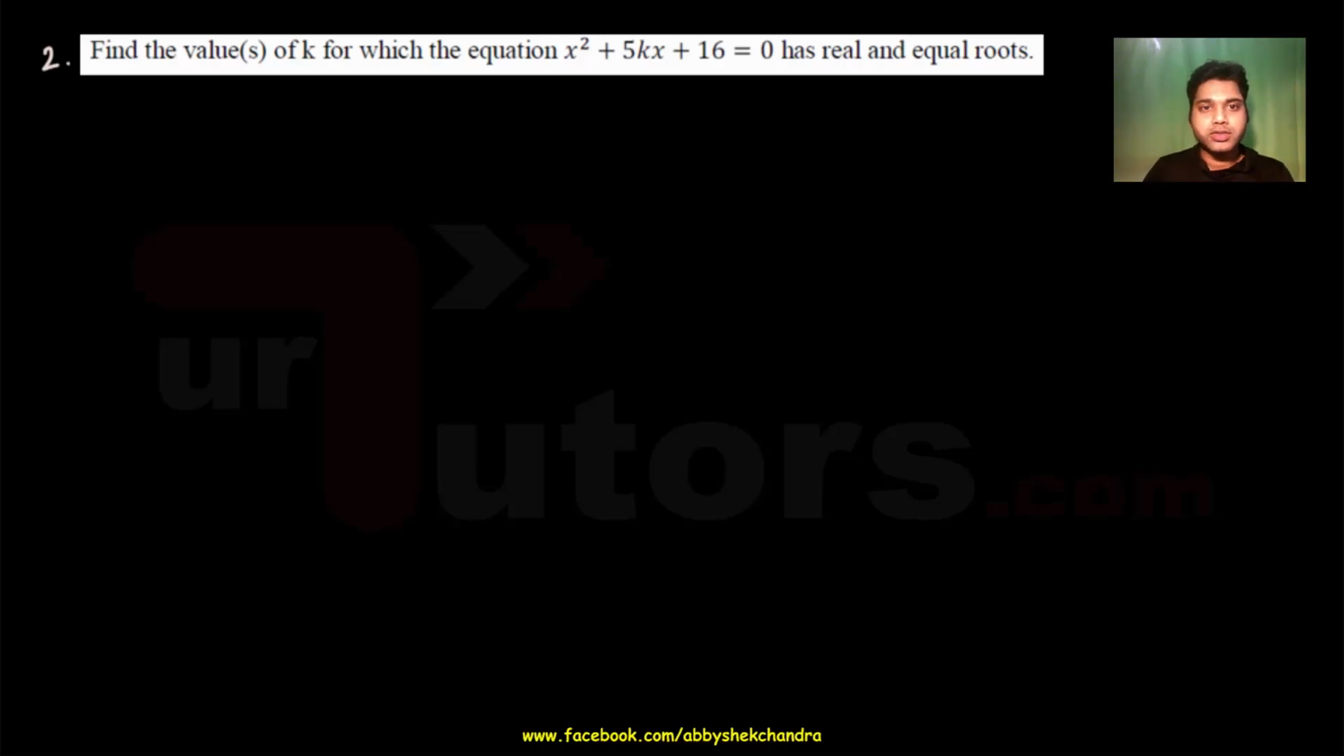Find the value or values of k for which the equation x squared plus 5kx plus 16 equal to 0 has real and equal roots. So first of all, let's write the given equation. X squared plus 5kx plus 16 equal to 0. Let's call it 1 again. Now for this equation to have equal roots, the discriminant of this equation should be equal to 0, right?